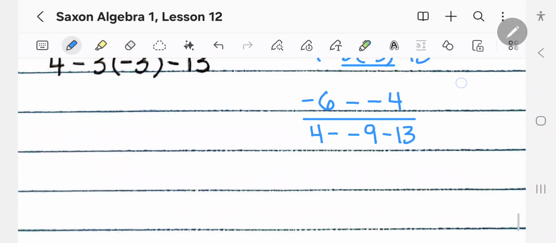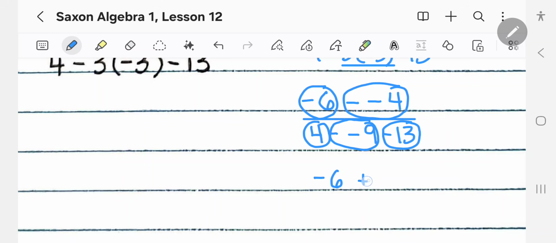Now let's simplify this a little bit. That is the same as, if I circle the things, might help you to see it, -6 plus the opposite of -4 is +4. And then 4 plus the opposite of -9 is +9. And then plus a -13.